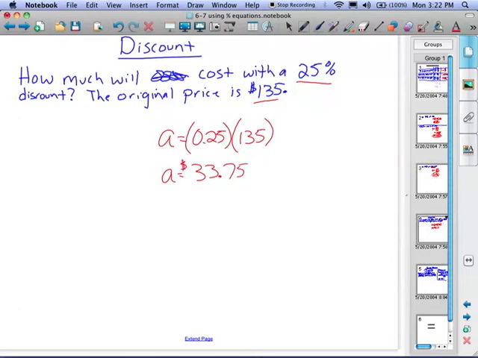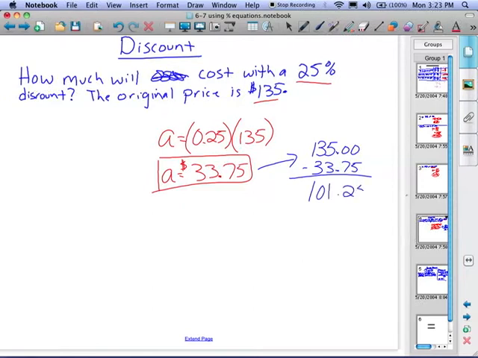$33.75. That's not the answer. In this case, we want to know how much the item will cost with a 25% discount. You have just calculated what the discount is. We now need to subtract our discount, $33.75, from $135. And you end up with $101.25. That's how much it will cost with the discount.